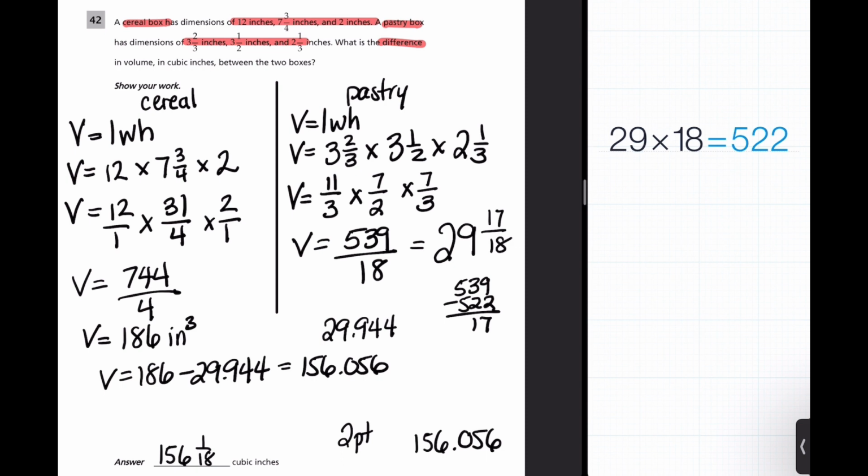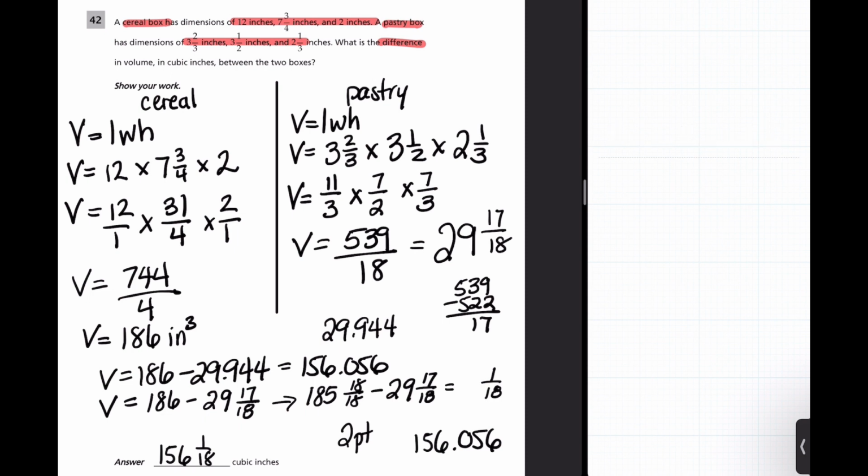So another thing, if you had gone the other route, and I'm showing both, you would have had 186 minus 29 and 17 eighteenths. You have to do some regrouping. So I know some kids would have done 185 and 18 over 18 minus 29 and 17 over 18. That would have given you the 1 over 18. And then you would have just done 185 minus 29. And that would have given you the 156.